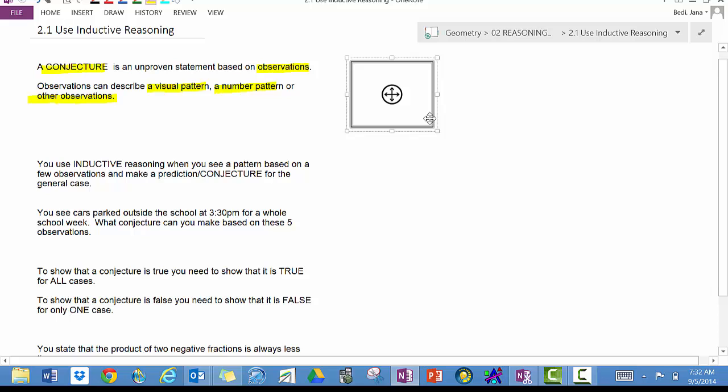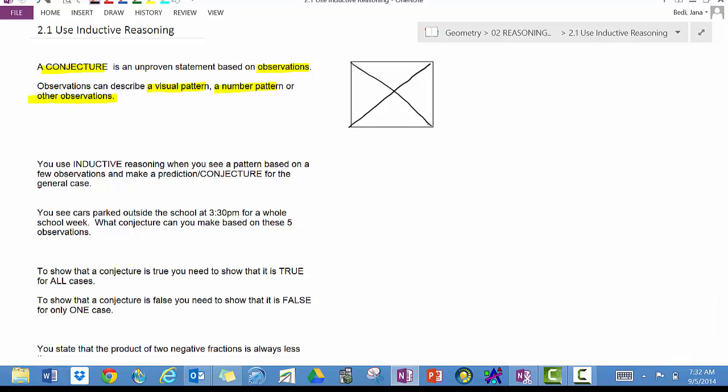That's a square. I've divided the square into half. I've divided the square into fours, and I could continue to divide the square so that it's half of before, 1/4 of before, 1/8 of before, etc., etc. That is called a visual pattern.